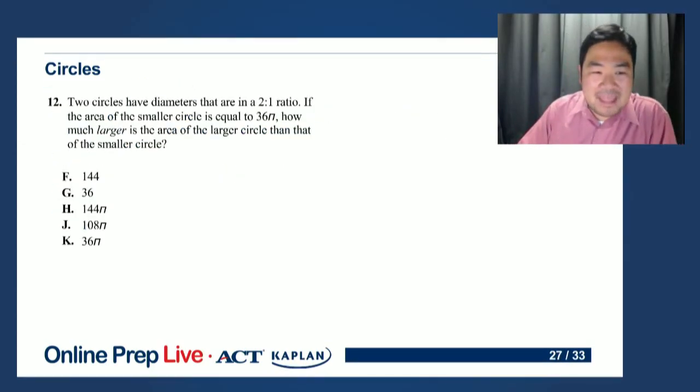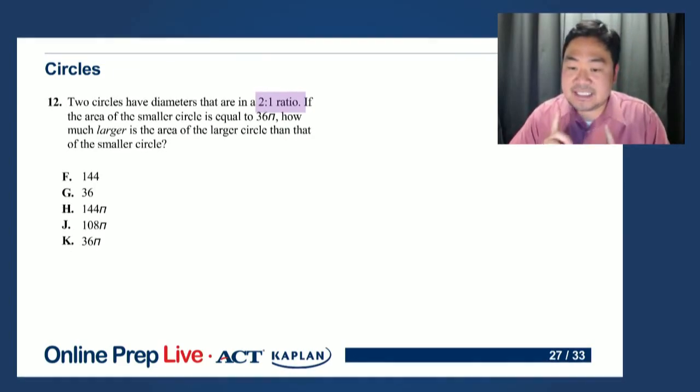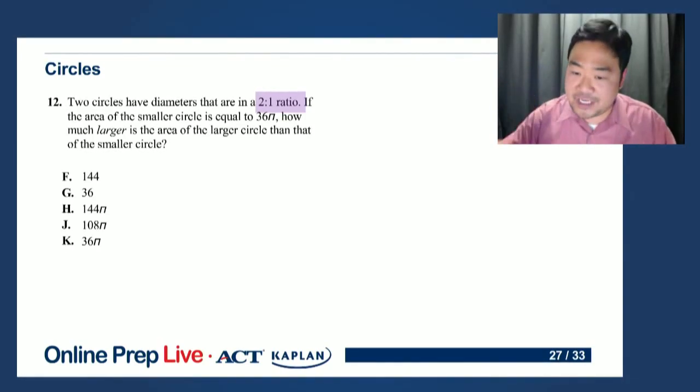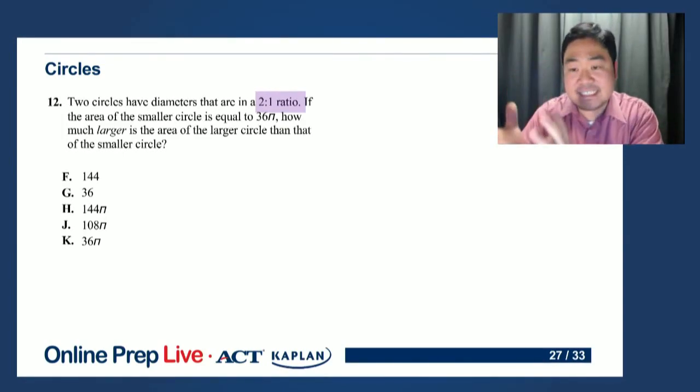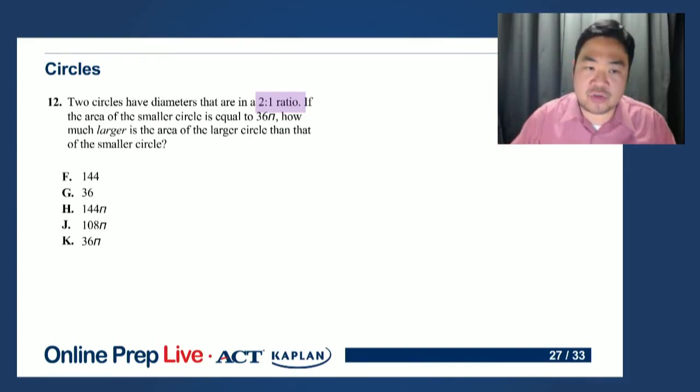All right, let's take a look at an example of how circles come together. Two circles have diameters in the 2-to-1 ratio. So again, going back to something we saw earlier about ratios, be careful. This doesn't mean that the diameters are exactly 2 and 1, right? It's a 2-to-1 ratio, which means one of them is essentially double the other, right?